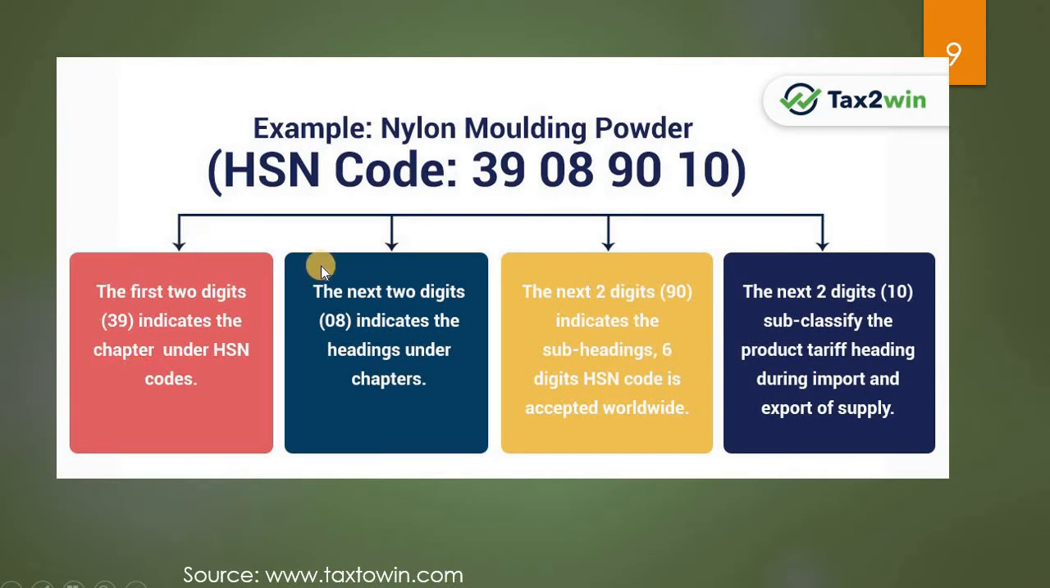This is the chapter. Then the next digits are 08. What is this 08? It represents the heading number. The heading for nylon molding powder is polyamides in primary forms. The next one is 90, which describes this one, powder, nylon powder. That is the product code.